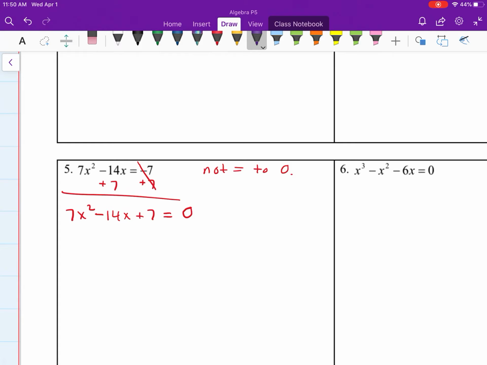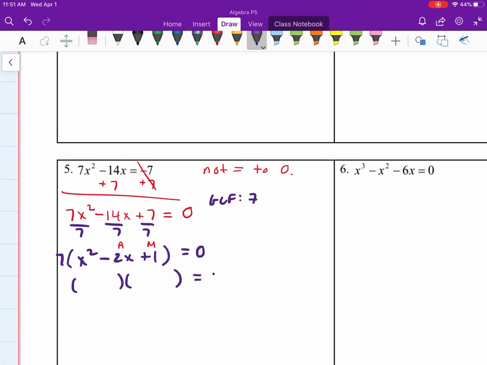And you can't do AM here because there's a 7 in front of the x squared. Don't just jump to conclusions and go, oh my God, now I have to factor by grouping, because they all have a 7 in common. There's a GCF here of 7. So since there's a GCF of 7, divide everything by 7, which gives you x squared minus 2x plus 1. Put the GCF in front. Remember to bring down the equals 0. And now you can actually factor this completely because you have a trinomial in the parentheses.